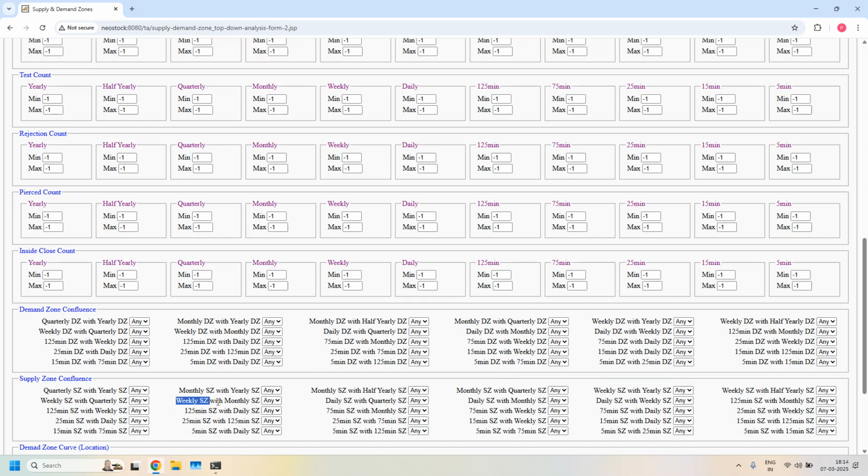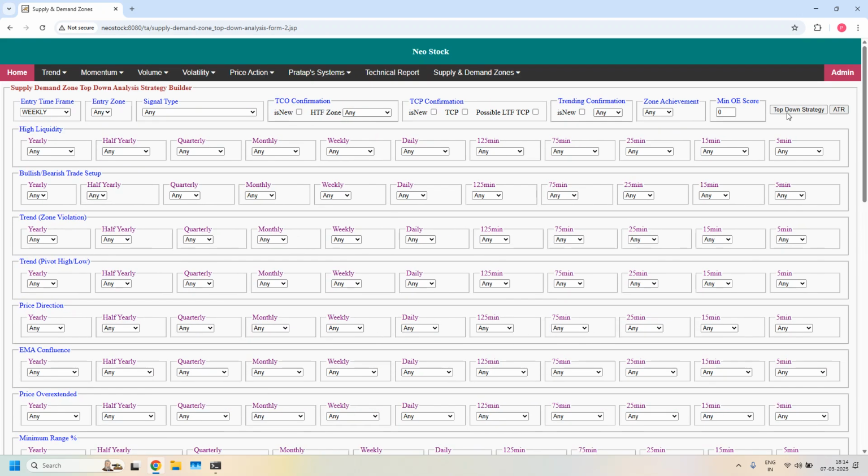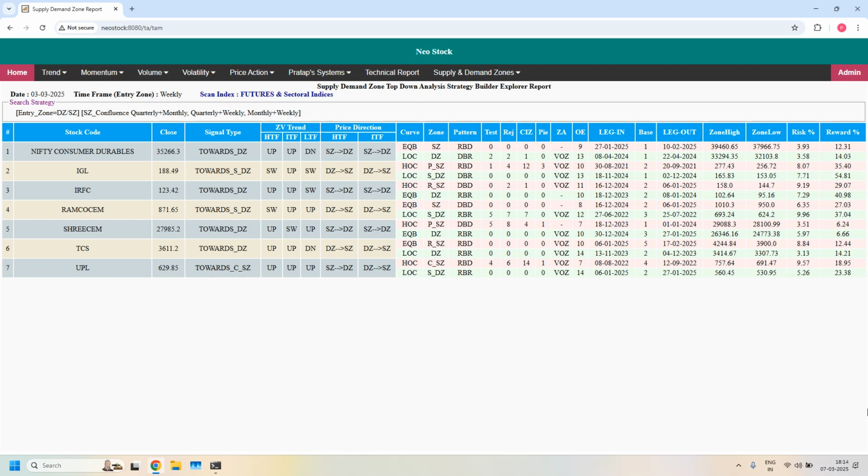So I am setting the filter, first filter weekly supply zone with monthly supply zone confluence. Second filter weekly supply zone with quarterly supply zone confluence. And third filter monthly supply zone with quarterly supply zone confluence. With all the three filters, we got 7 stocks. That means in these 7 stocks, all these weekly supply zones are overlapped with monthly supply zone. Both together again overlapped with quarterly supply zone.